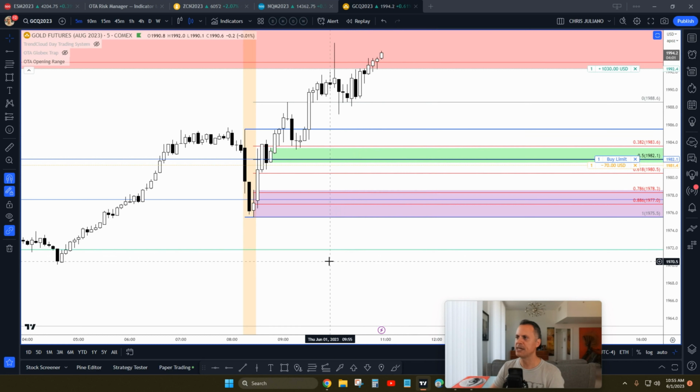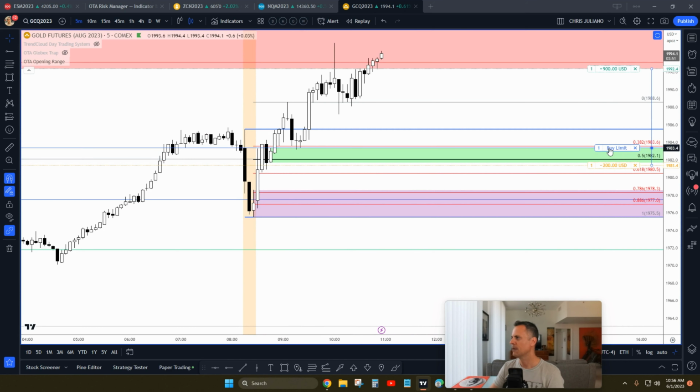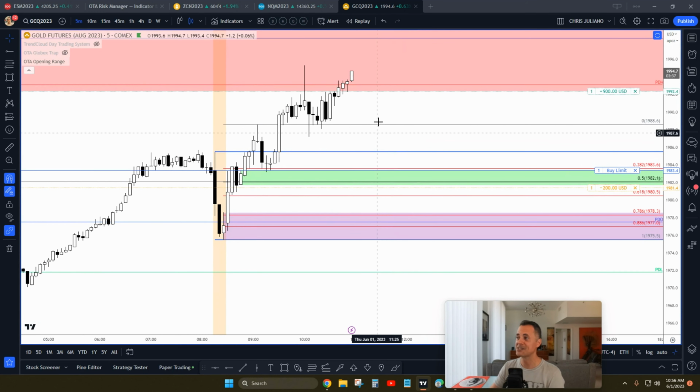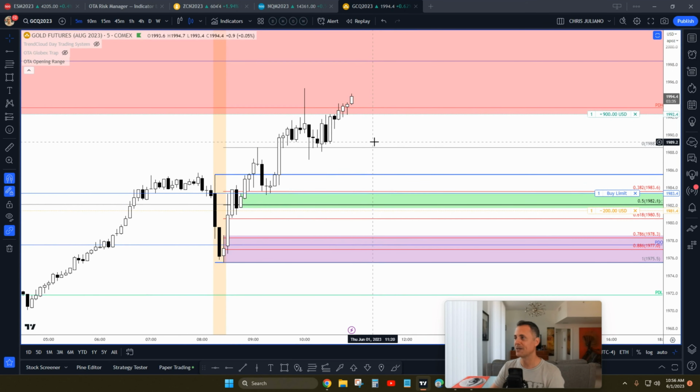So beautiful move today. You just can't get any more textbook than that. Pulls back, hits that proximal line, rips to a 5-to-1 entry. And depending on where your entry was, there you go. That's pretty close to a $1,000 move there today. $900, man, I'm kicking myself. I am kicking myself. And it's still going. All right, let's take a look at crude oil.